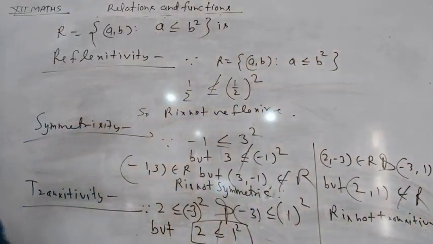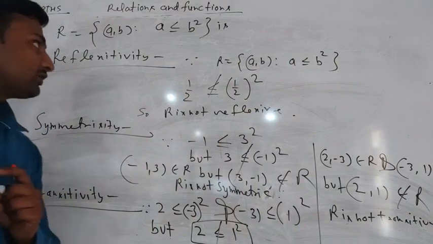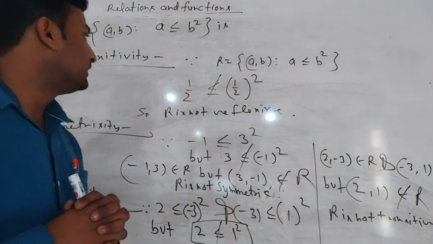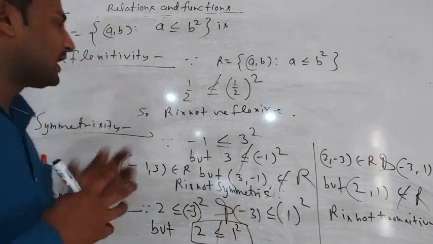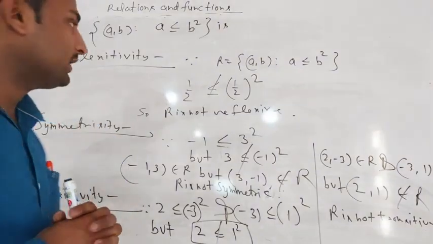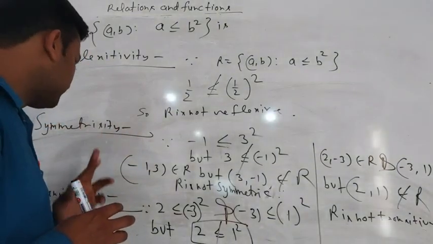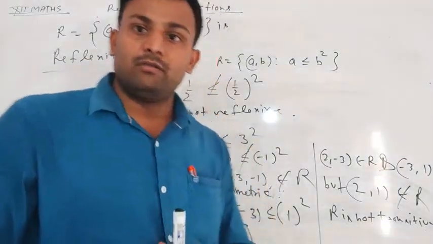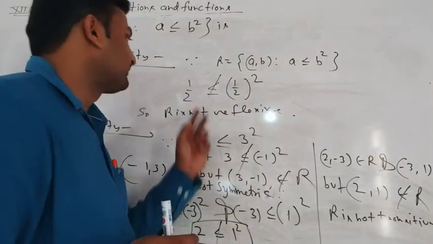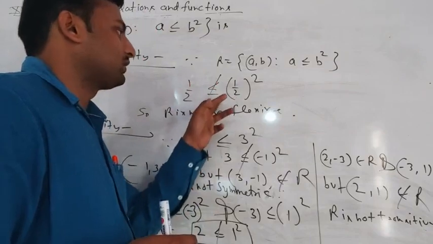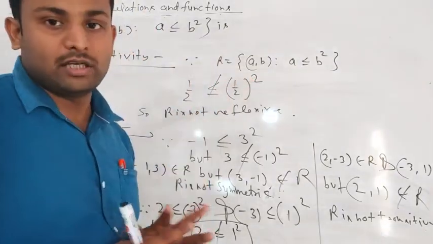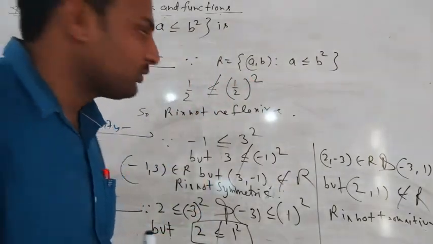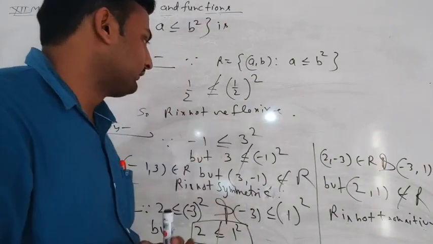Okay, I hope you understand, students. In this question we have to prove that the given R on the set of real numbers is neither reflexive nor symmetric nor transitive. So students, for proving neither, we take examples. We are taking 1/2, which cannot be less than or equal to (1/2) squared, that is 1/4. So students, our R is not reflexive.